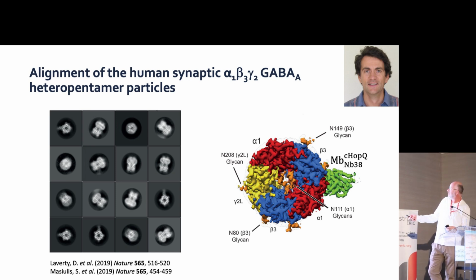This is the GABA receptor, and you know there are 2 alpha subunits, 2 beta subunits, and 1 gamma subunit, but they are very similar, so it's almost impossible to align projections of this thing, except if you have a new unique feature. And we made a nanobody that binds only one side on this pentameric system, turning into a megabody, and you see the megabody there, allowing you to align these particles and to refine this structure.